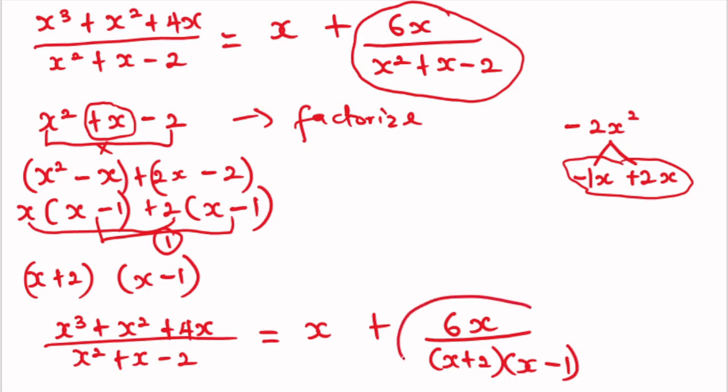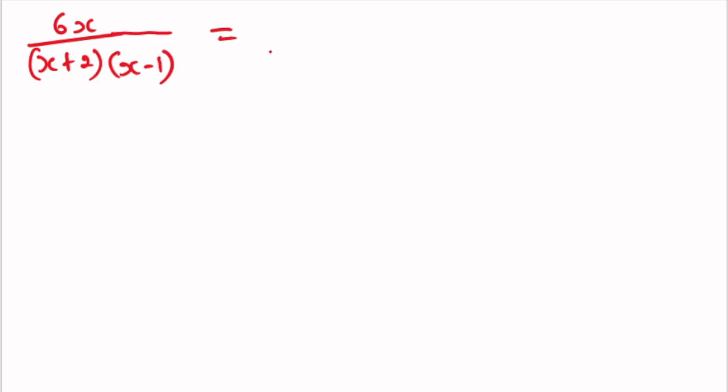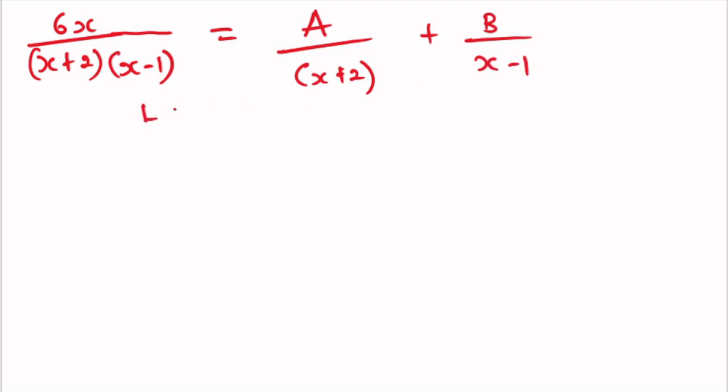So we're using this data to solve the partial fraction method. 6x over (x + 2)(x - 1). So 6x over (x + 2)(x - 1) will give us the partial fraction as A over x + 2 plus B over x - 1. Now we'll look for the LCM.